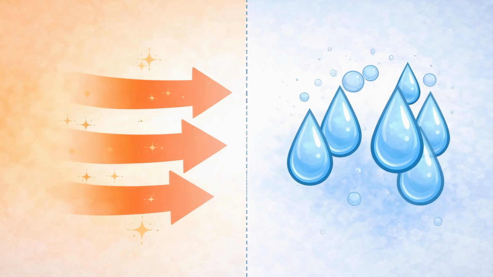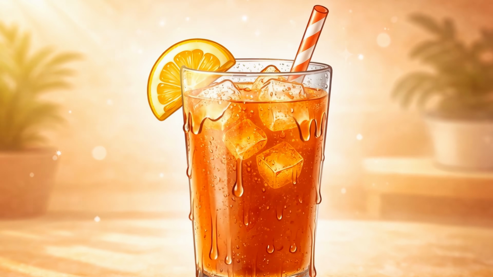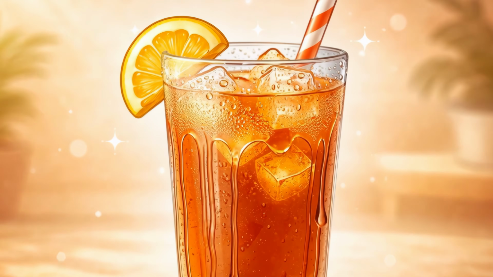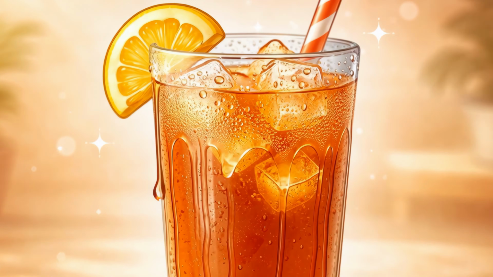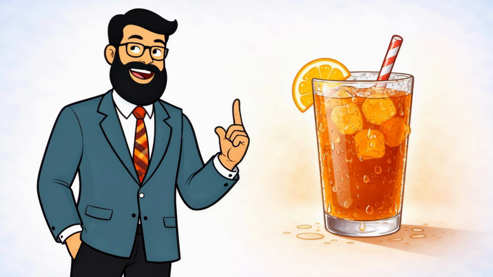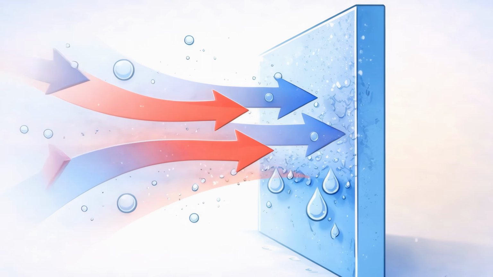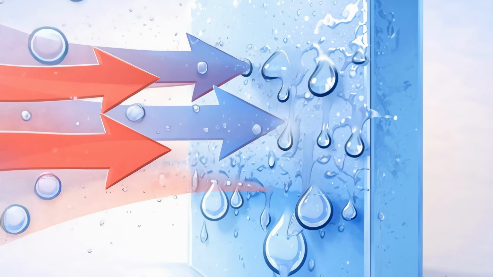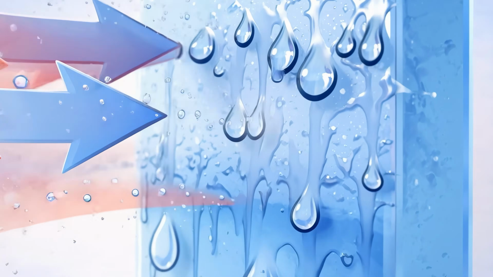However, in the process of moving that heat, it performs a second, equally important job. It removes humidity. Think about a cold glass of iced tea on a humid summer day. Within minutes, beads of water form on the outside of the glass. That water didn't leak through the glass, it came from the air. This is called condensation. When warm, moist air hits a cold surface, it reaches its dew point, and the gaseous water vapor turns into liquid water.